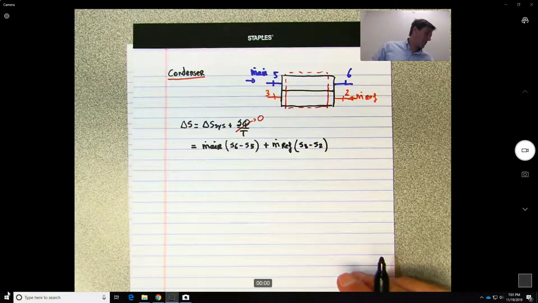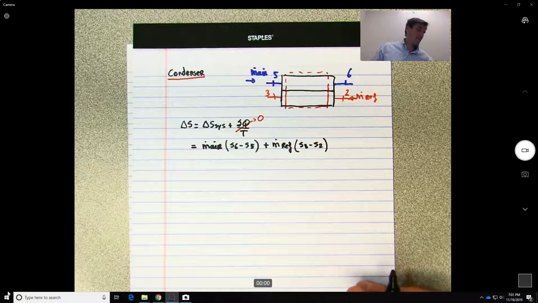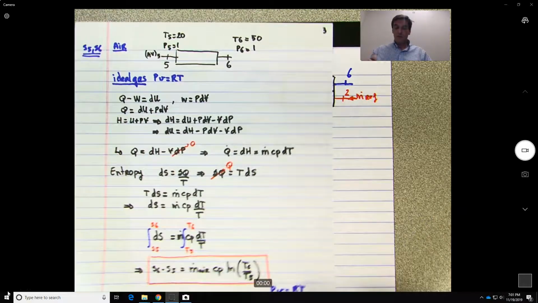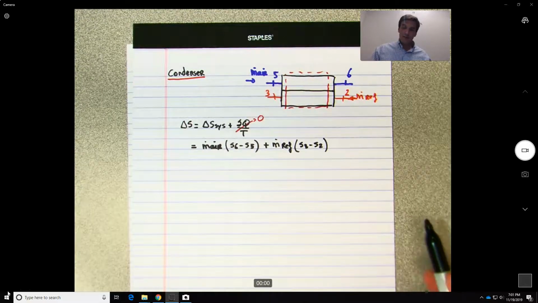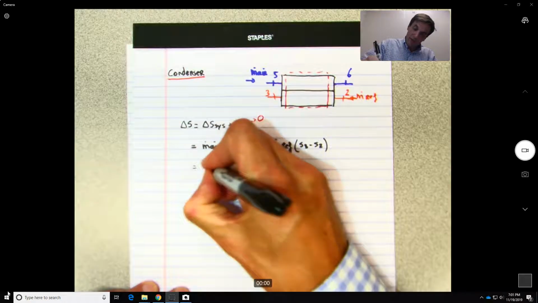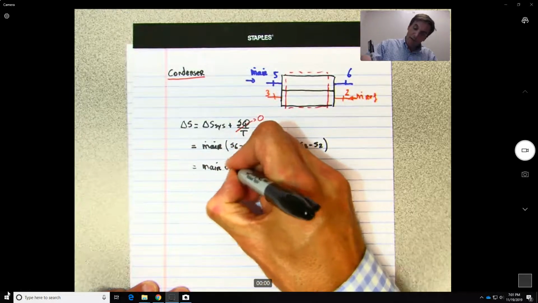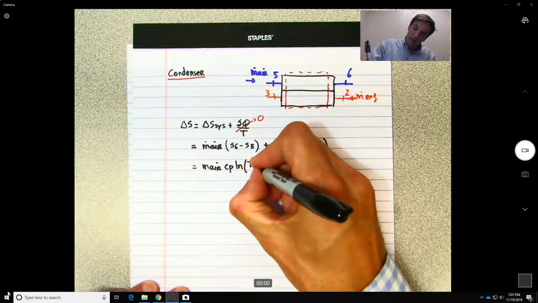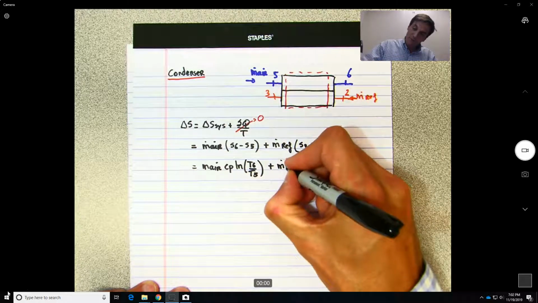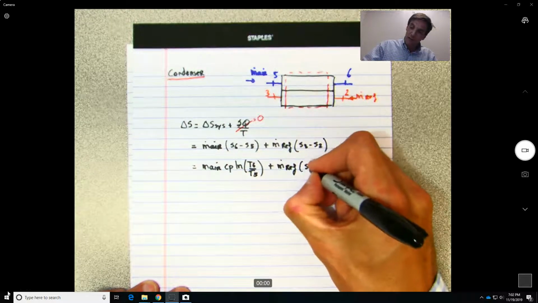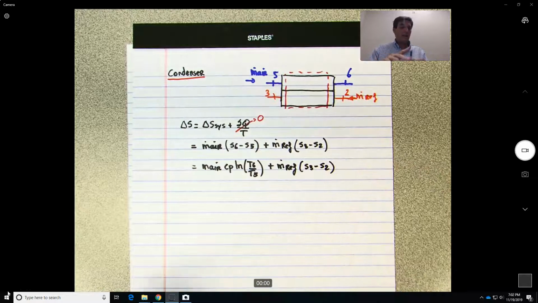But in one of the previous pages, we found out that all this term over here, really, is Cp ln T6 over T5. So we can write this as m air Cp ln T6 over T5 plus m refrigerant times S3 minus S2.